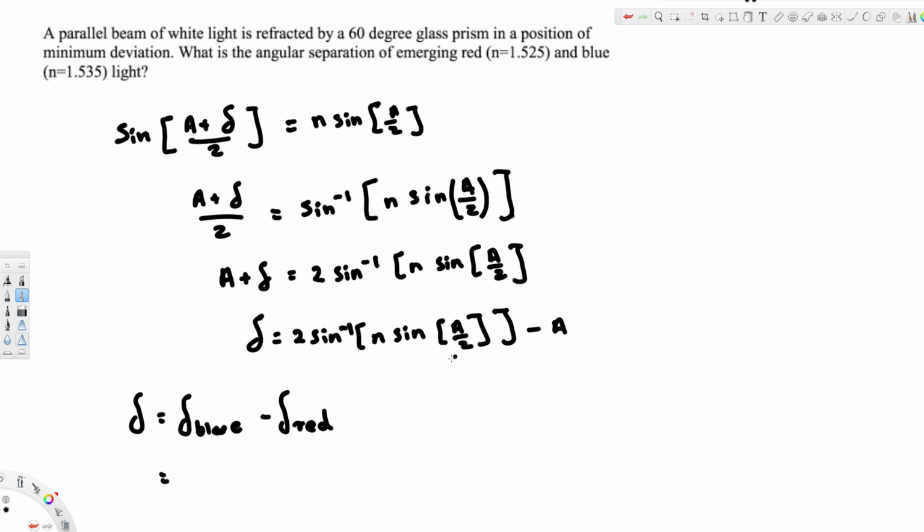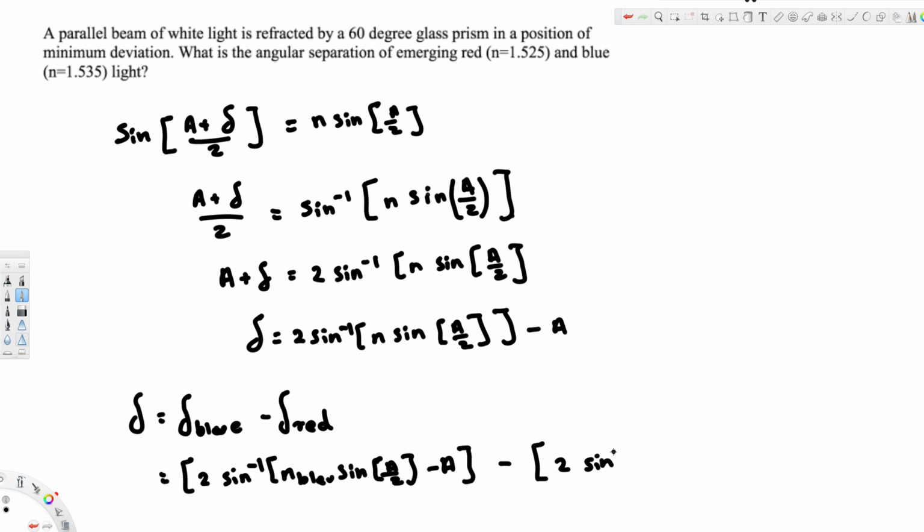Now this is the equation we are going to apply for both of them. So we can just write it like 2 sine inverse n blue sine A divided by 2 minus A. I'm just applying this equation for blue, then I'm subtracting the red from this. So again 2 sine inverse n red sine A divided by 2 minus A.